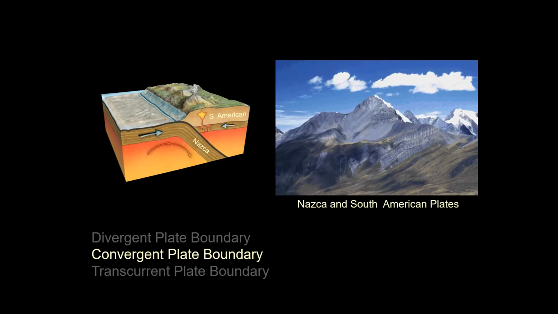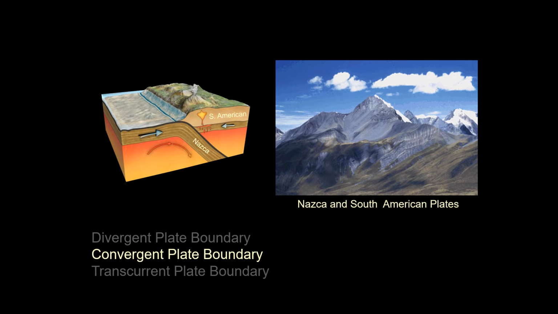The second one is the convergent plate boundary, the most important plate boundary that we see. The mountain ranges, the Himalaya mountain range and the Rocky mountain range, are all the result of convergent plate boundaries. You see the Nazca and South American plates colliding with other plates, and that's how different types of mountains are forming.